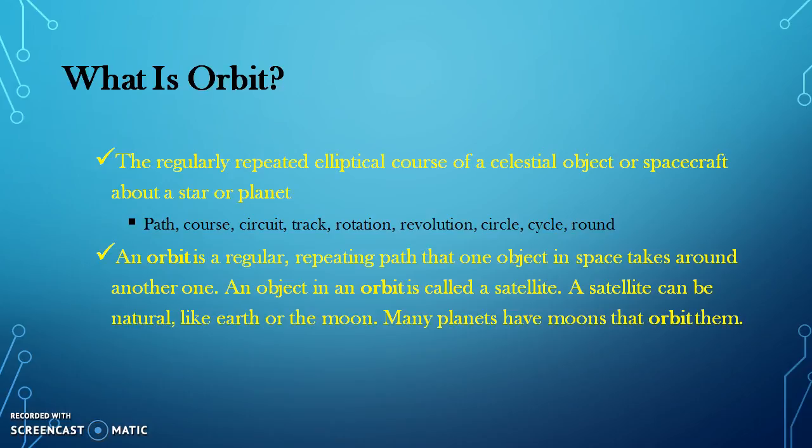So what is an orbit? We have another definition too. It is a regular repeating path that one object in space takes around another one. An object in orbit is called a satellite. A satellite can be natural, like Earth or the moon. Many planets have moons that orbit them. So every planet has an orbit and a satellite. Different planets are always revolving around other bodies. So that is a celestial object.